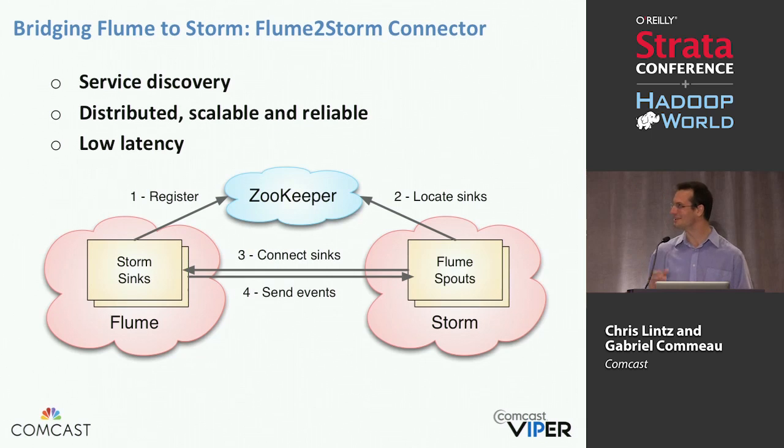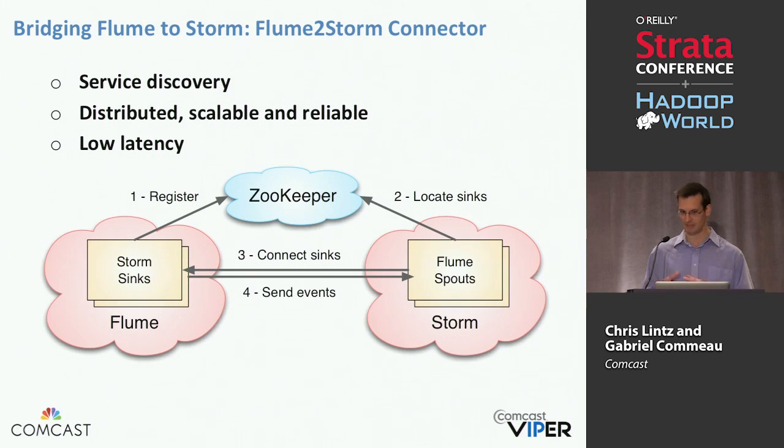So the Storm sink is a component of the connector that we built in order to bridge Flume to Storm, and that we very inspiringly called Flume to Storm, right? Because it's actually a generic problem and it's one of the most requested features in Flume's Jira, we decided to open source it. So we're still working on releasing it to the community, so stay tuned. It should be available in the coming weeks.